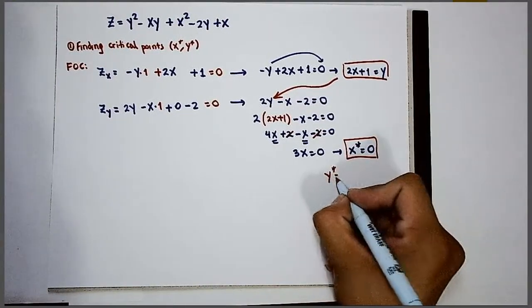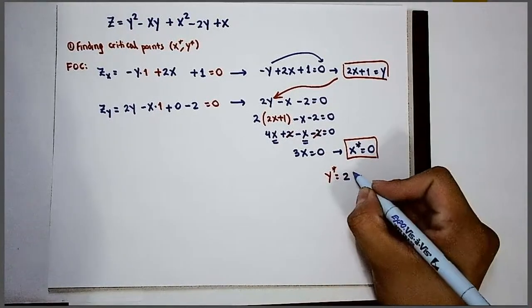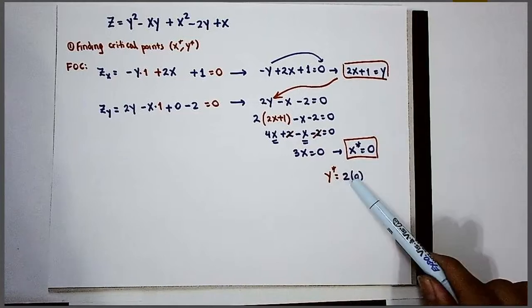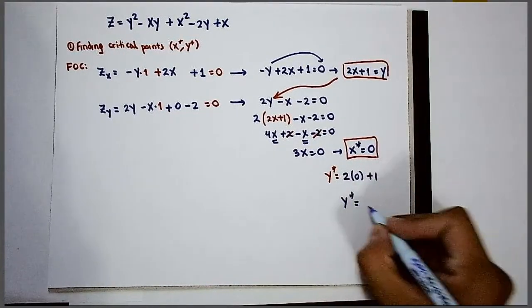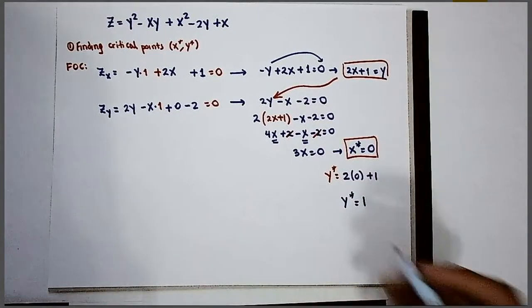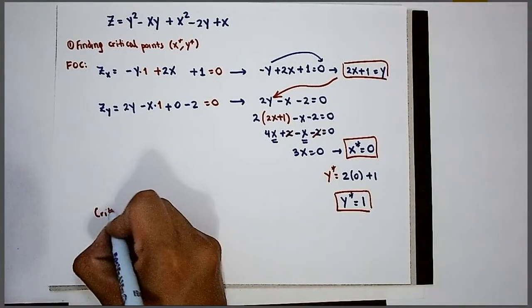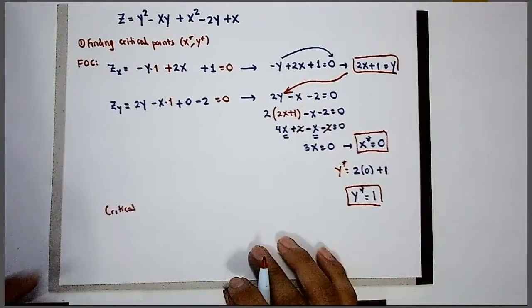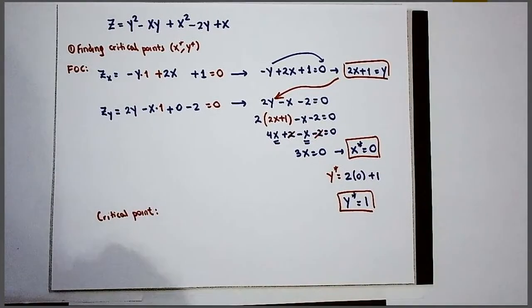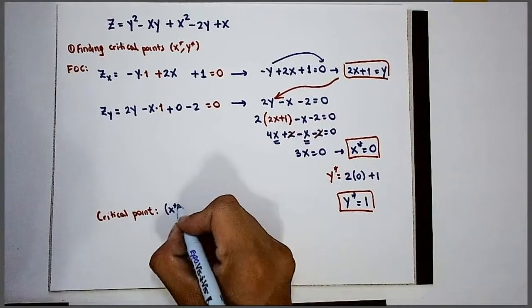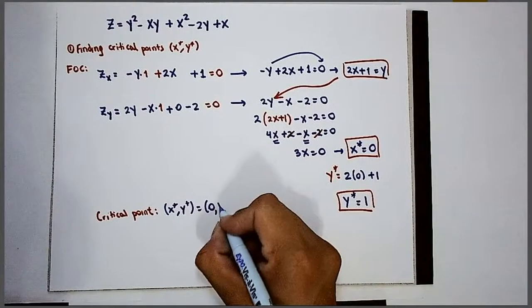Then y star is going to be 2 times x, which is 0, plus 1. This means that y star is equal to 1. In other words, our critical point is (0, 1).